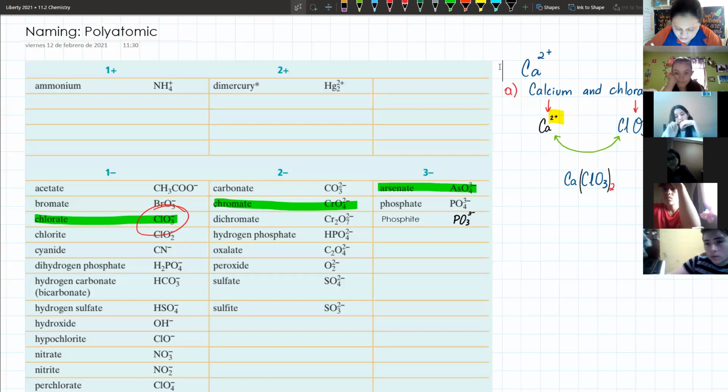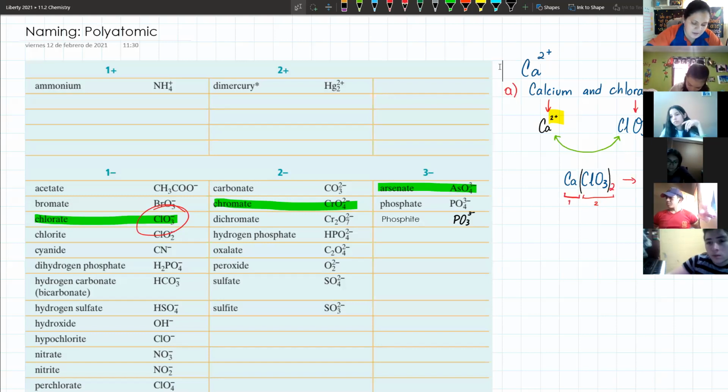Now, after we have done this, we need to name it. How can we name this compound? The first element needs to be named first, and then the polyatomic ion comes in second. So the name for this compound is going to be calcium. And how do you call the polyatomic ion there? Chlorate.